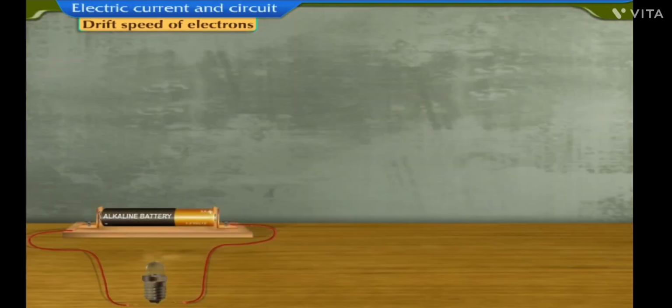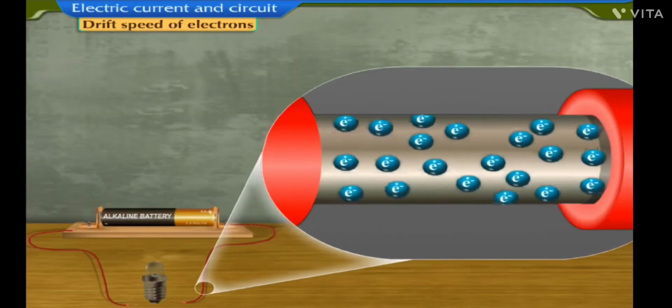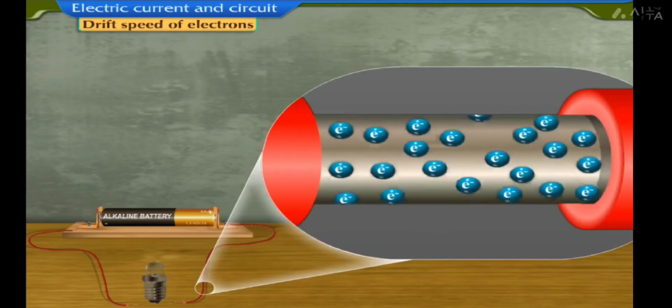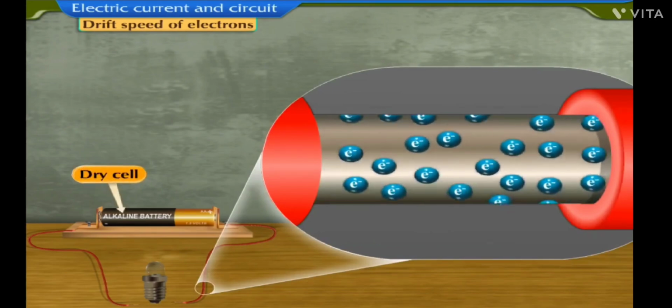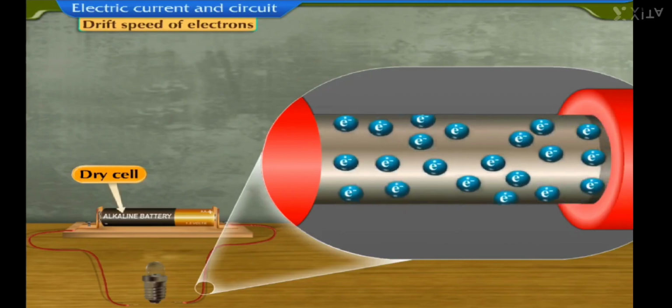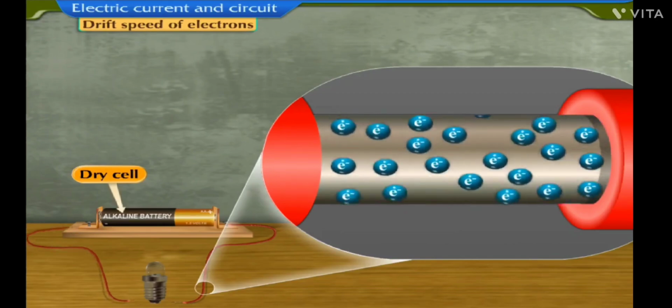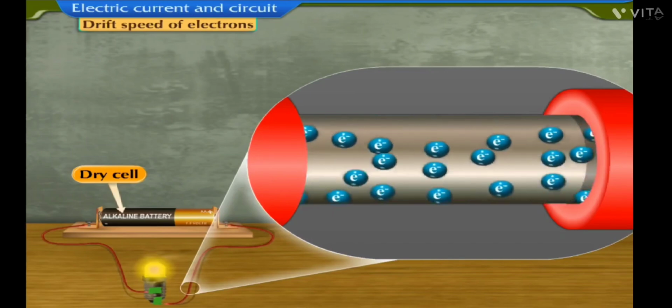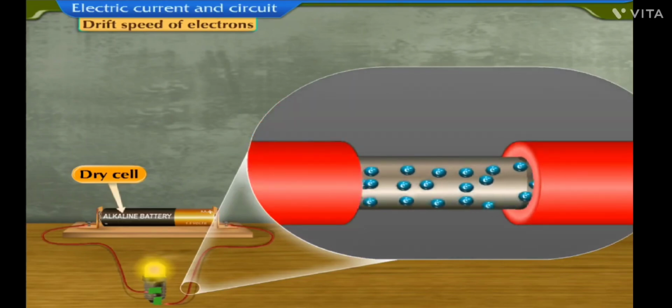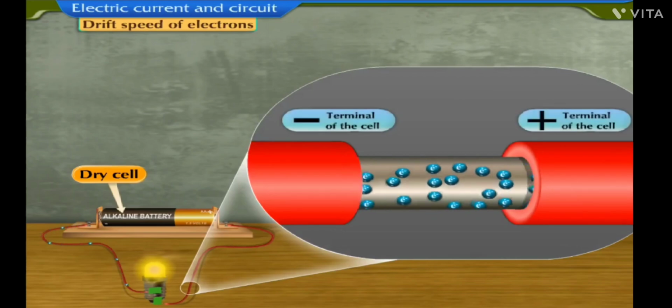Drift speed of electrons. At room temperature, the free electrons in the metal wire move randomly in all the directions when no electric source like a dry cell or a battery is connected to the wire. When a source of electricity like a cell or a battery is connected between the ends of the metal wire, an electric force acts on the free electrons present in the wire, making them move towards the positive terminal of the cell or the battery.